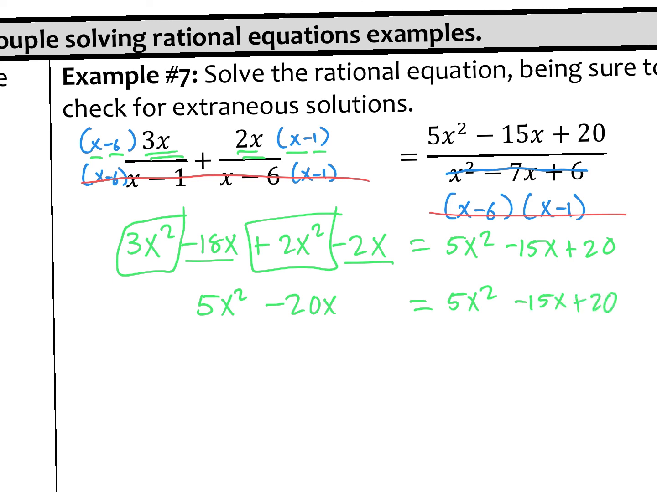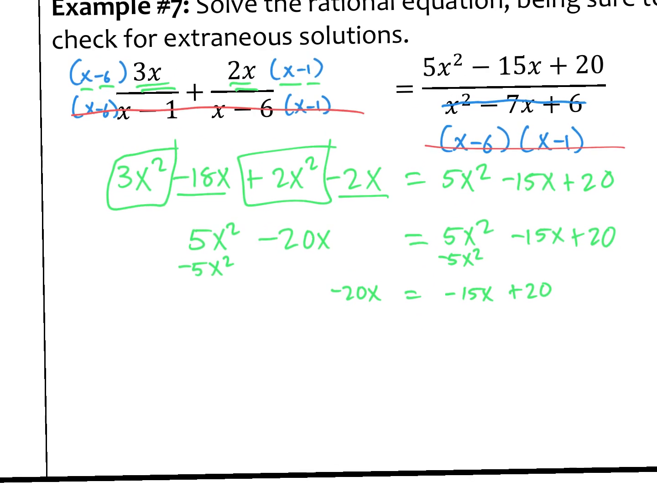Okay, I'm going to go ahead and subtract 5x squared from both sides because that clears my quadratic. That'd be nice. I'd much rather deal with the linear. Okay, so now I have negative 20x equals negative 15x plus 20. I'm going to add 15x to both sides, get my variable on the left, my constant on the right. So I'm adding 15x to both sides. I get negative 5x equals 20. Divide both sides by negative 5.